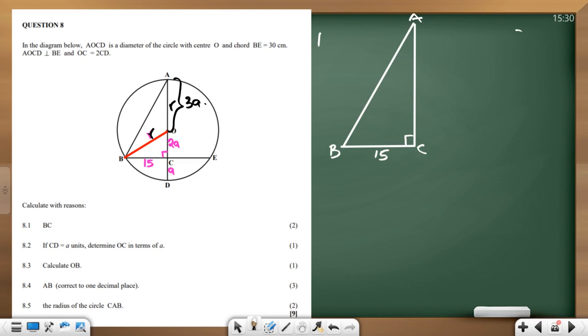And can I call this 5A? Yeah, that is 5A. All right. That is 5A. We need to get AB. So AB is my hypotenuse. AB squared equals BC squared plus AC squared. All right. Now, how do we get that? Because they told us to get to correct one decimal place.